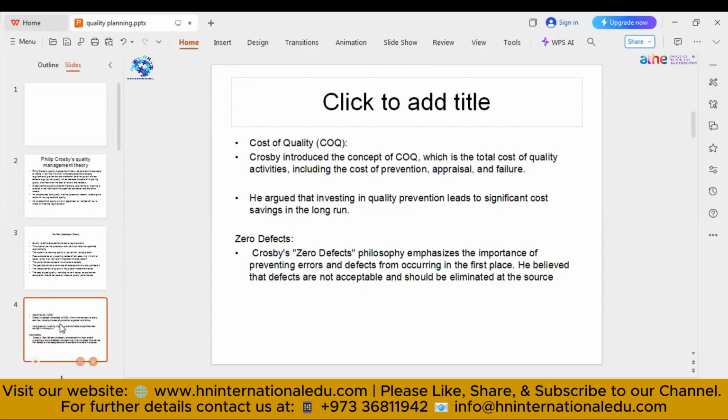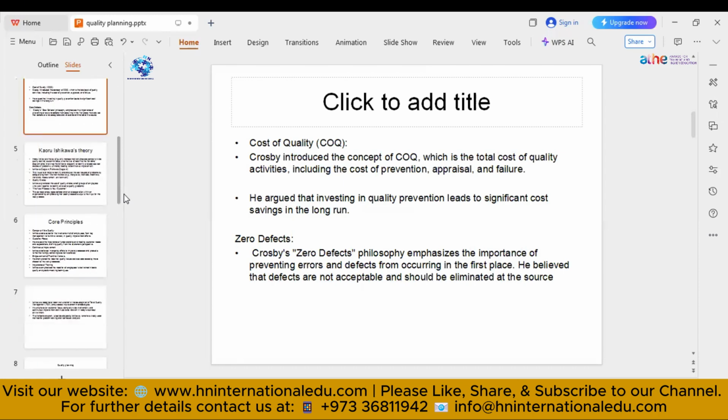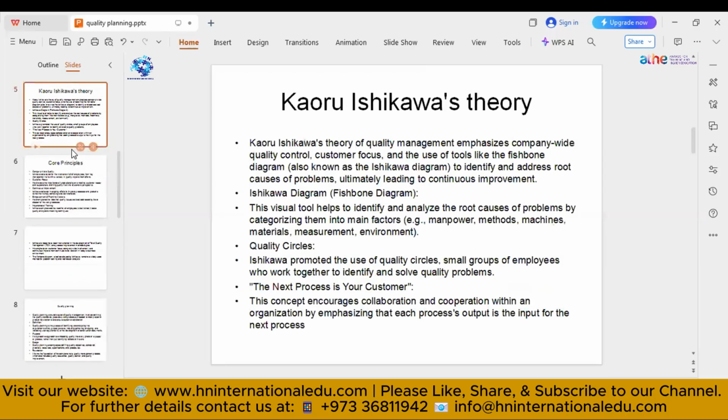Zero defects. Crosby's zero defects philosophy emphasizes the importance of preventing errors and defects from occurring in the first place. He believed that defects are not acceptable and should be eliminated at the source before occurring. It's simple and easy to understand. We have discussed these points.